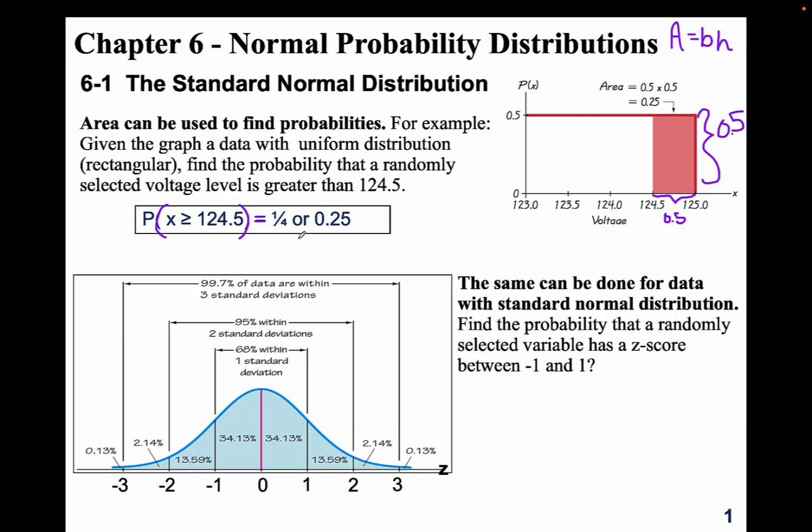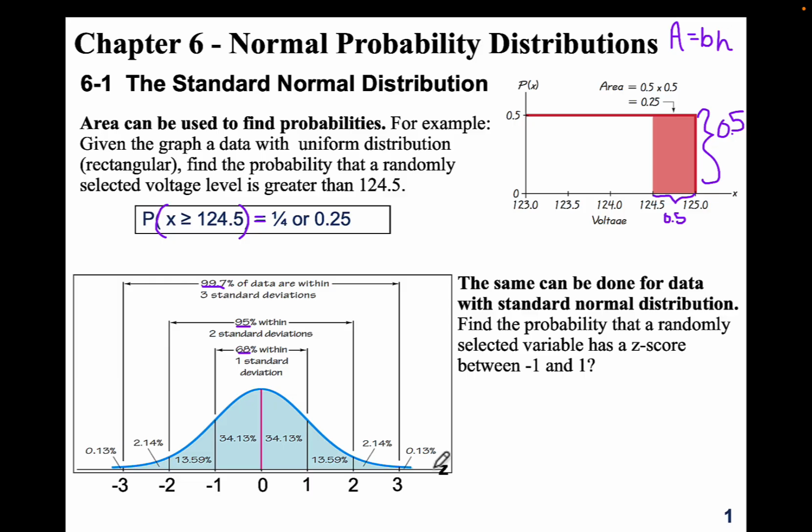The same can be done for data with standard normal distribution. That means the bell-shaped curve with z-scores on the horizontal axis. Here is a picture. This isn't new to us. We've seen this before for the empirical rule, 68, 95, 99.7, standard normal distribution, bell-shaped curve. We're asked to find the probability that a randomly selected variable has a z-score between -1 and +1.